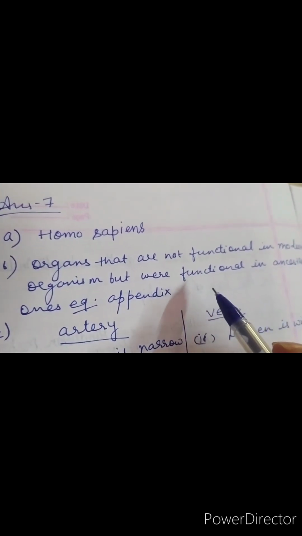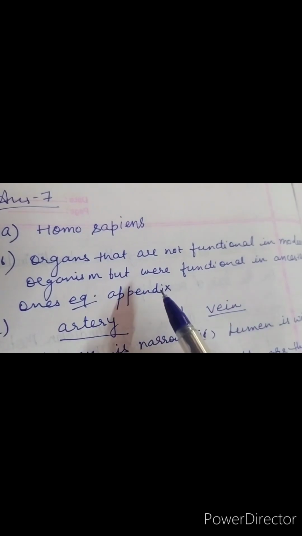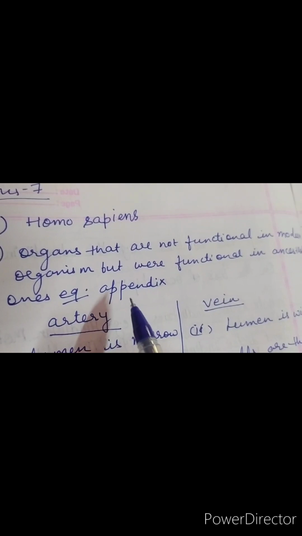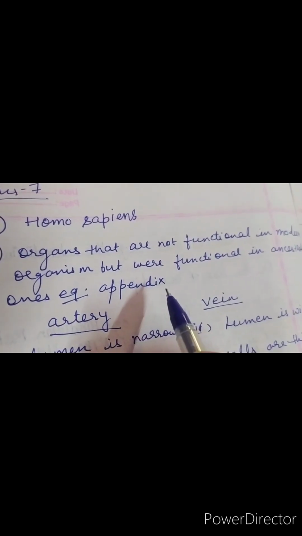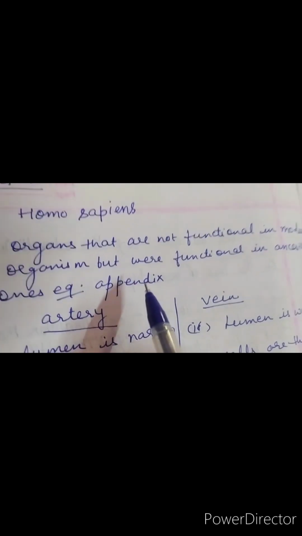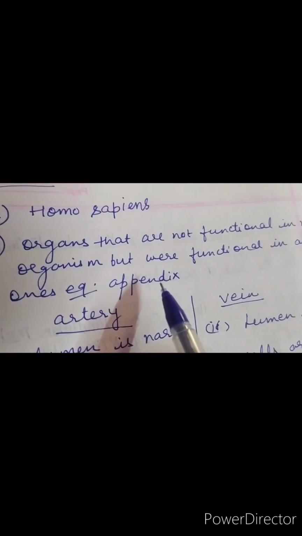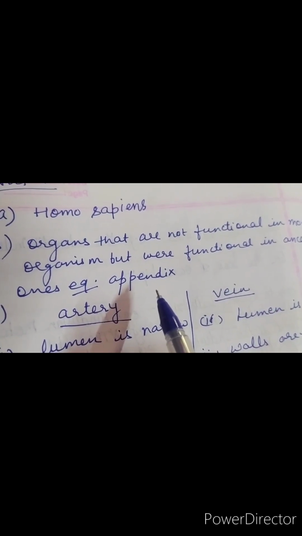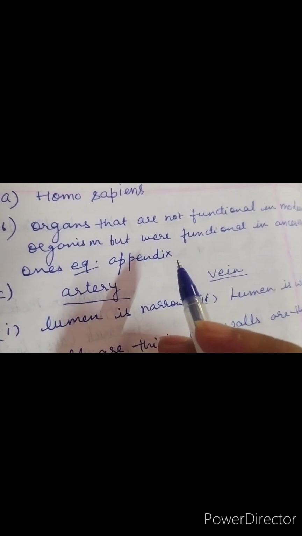The organs which were earlier functional in the primitive organisms, or you can say the ancestral organism, but now they are not functional in our body, are called the vestigial organs. For example, there are several organs. You cannot assume that there are only a few. Approximately 80 to 100 organs are there which are now vestigial, like appendix, earlobe, attached earlobes, wisdom tooth, and several others.